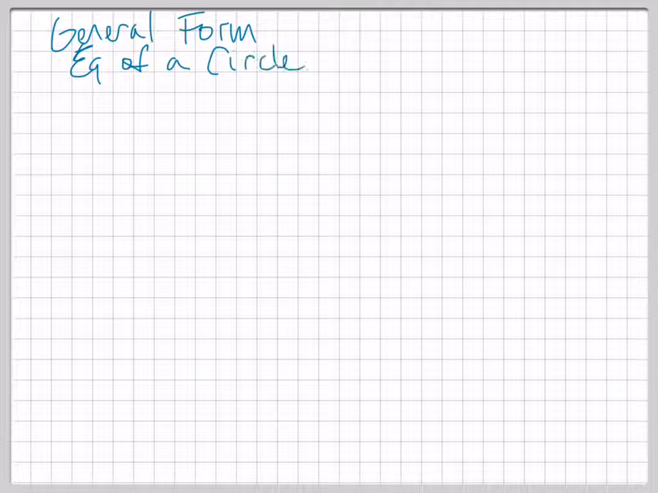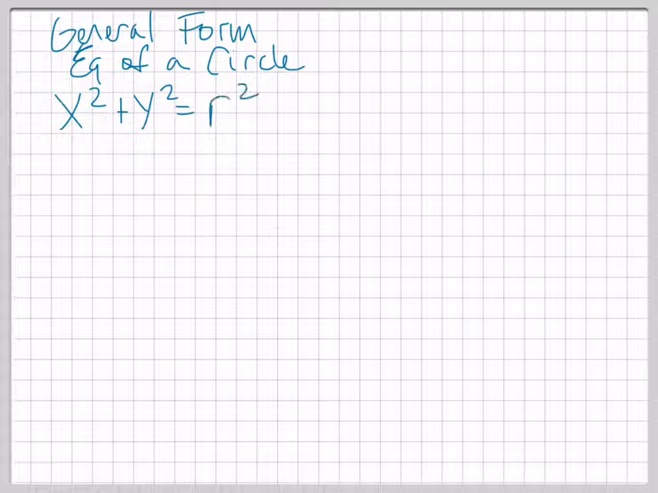Alright, so this video just talks about the equations of circles, okay? So the general form for the equation of a circle is going to be x squared plus y squared equals r squared, alright? And r squared, r being the radius. And just like every equation, x and y are the independent and dependent variables that we can plug different numbers into.